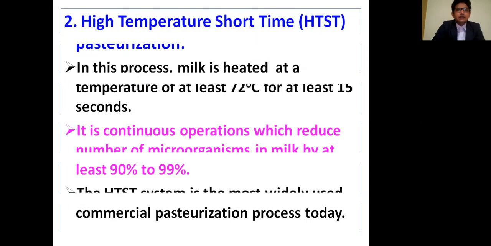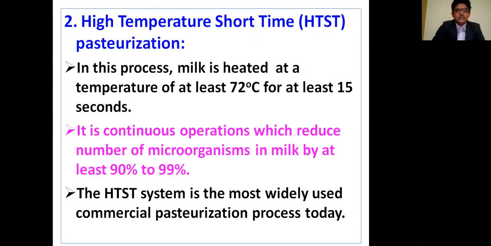The second type is high temperature short time pasteurization. It is also known as HTST pasteurization. In this process, milk is heated at a temperature of at least 72 degrees centigrade for at least 15 seconds. It is a continuous operation which reduces the number of microorganisms in milk by at least 90 to 99%. The HTST system is the most widely used commercial pasteurization process today.